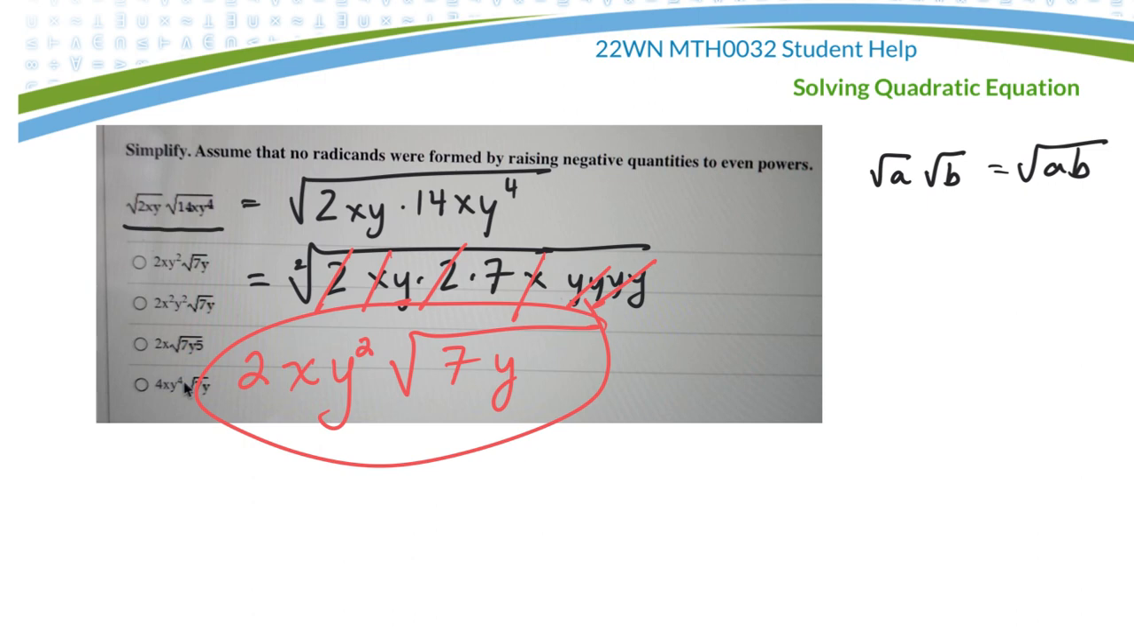Careful with just trying to take something out. You've got to make sure that you have two of the same thing. So if there's two 2's, I can bring one out. If there's two x's, I can bring one out. Okay, hopefully that helps you with that one. Oh, I guess I should see if my answer's there. 2xy squared, that one, right there.